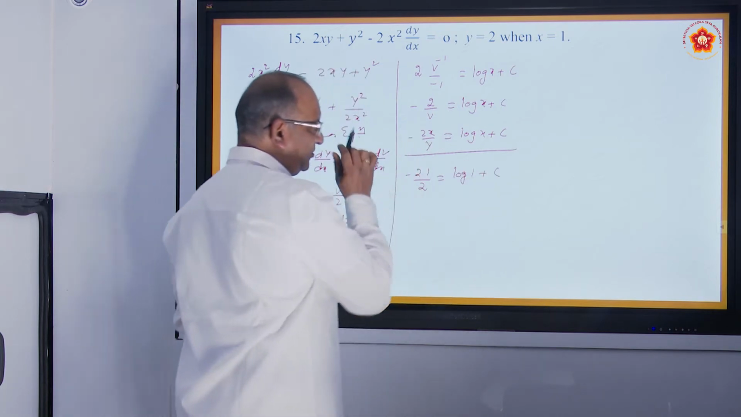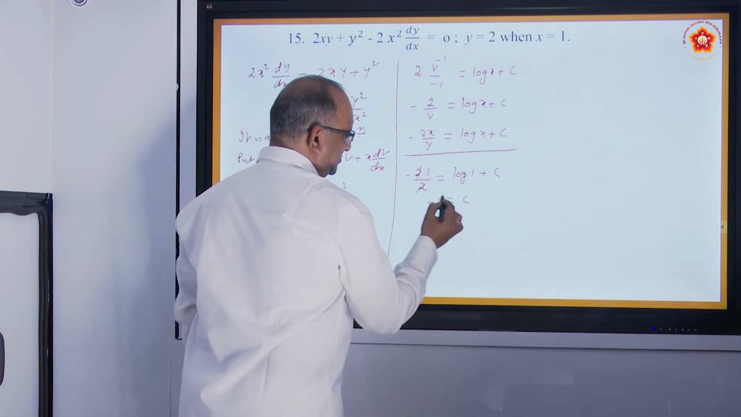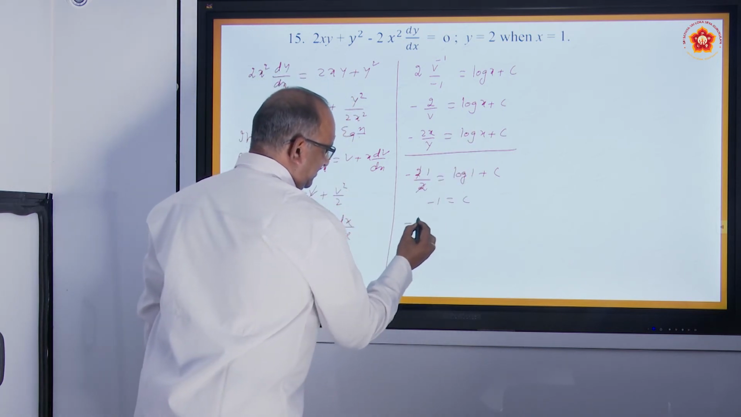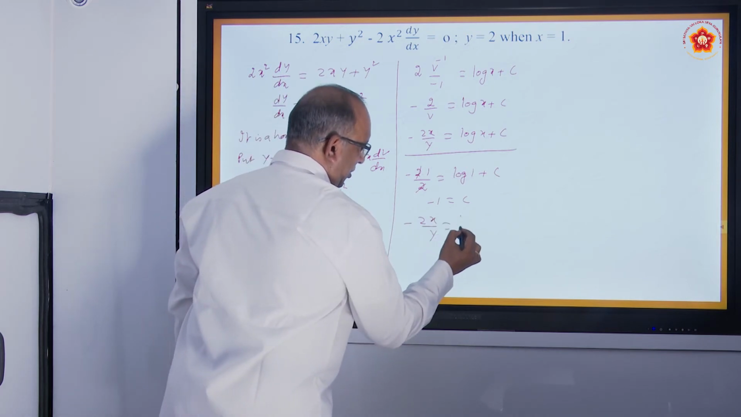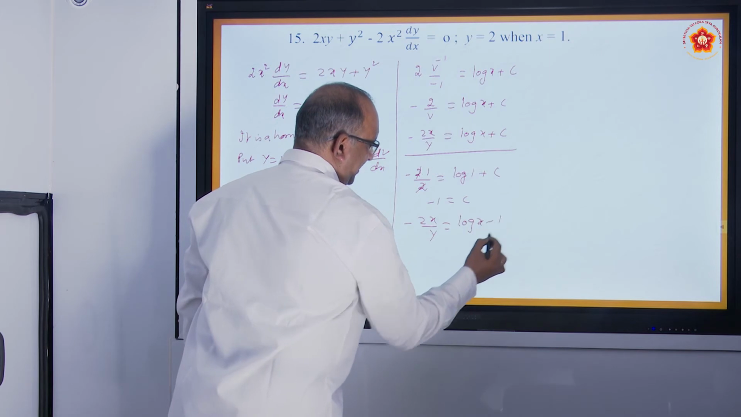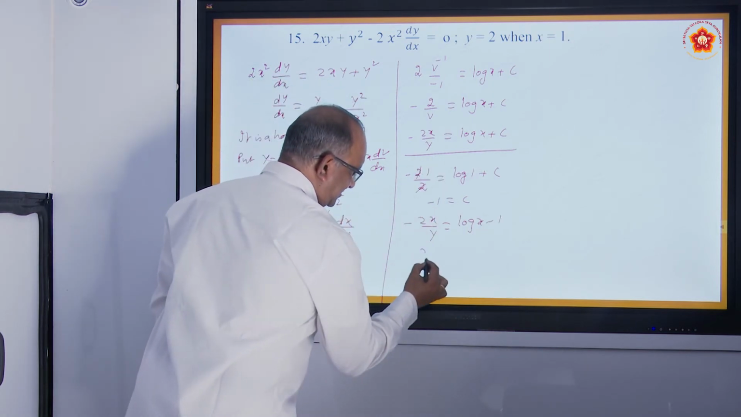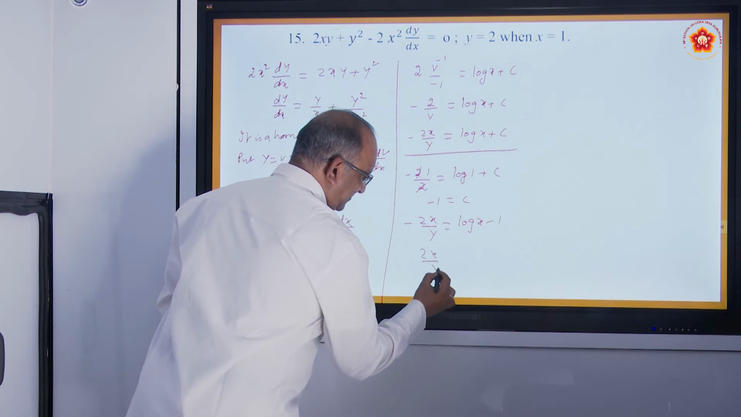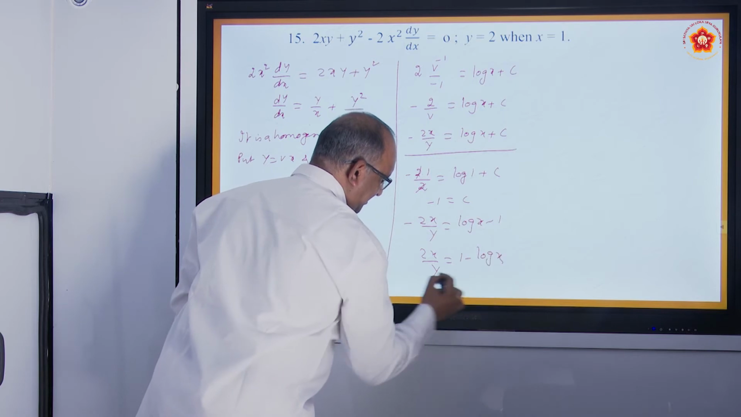Log 1 is 0, we know it. 2 and 2 will get cancelled. So, minus 1 is equal to c. Substitute there. You get minus 2x by y equal to log x minus 1. Multiply the whole thing with a minus sign, you will get 2x by y equal to 1 minus log x. This is the solution.